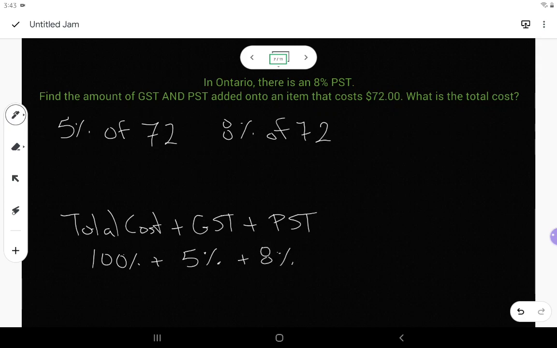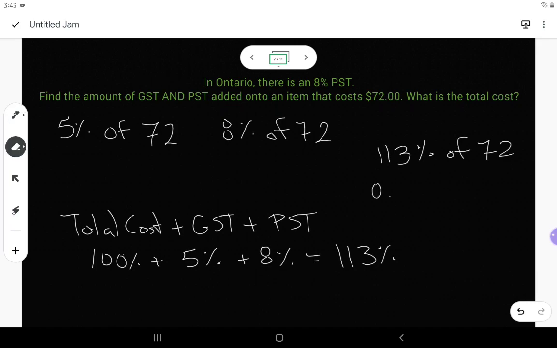So the total cost: I know I have to pay 100%, I know I have to pay my GST, which adds 5% more, and I know I have to pay my PST, which adds 8% more. So in total, I have to pay 113% of what this item actually costs. So if I take 113% of my $72, I change that 113 into its decimal equivalent, 1.13, change of to times, and 72 stays as 72.